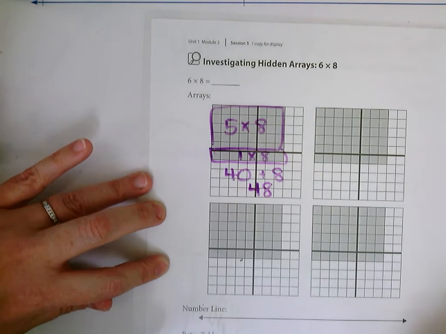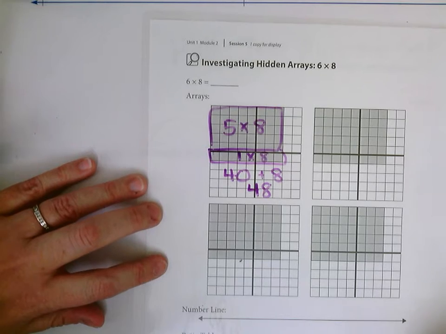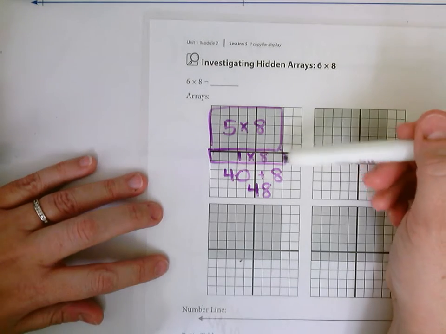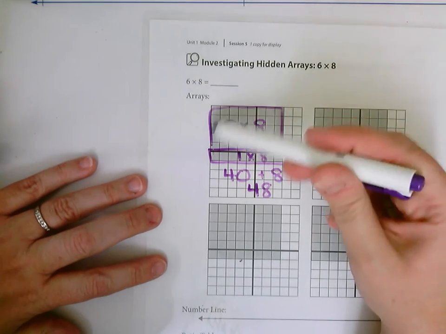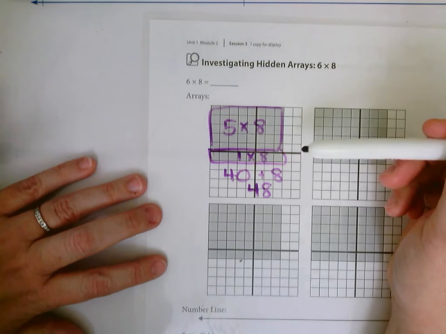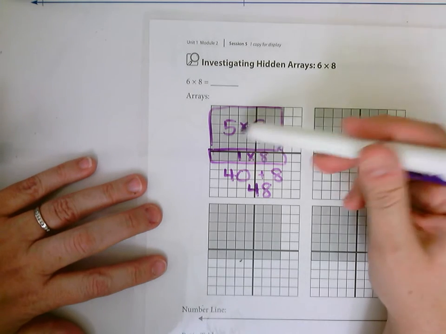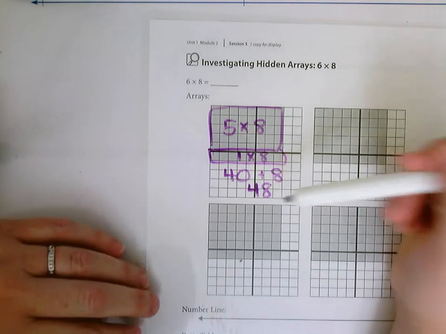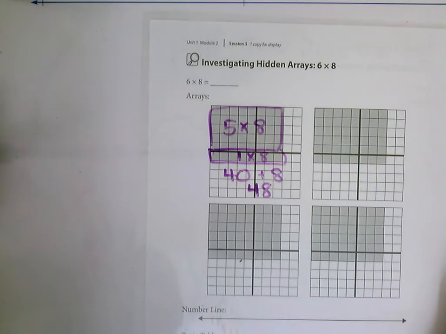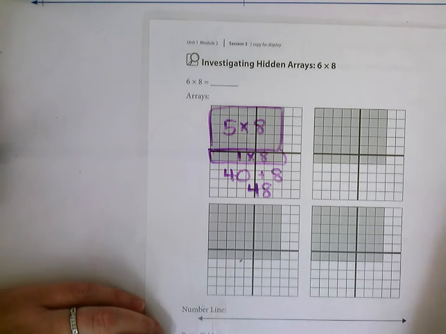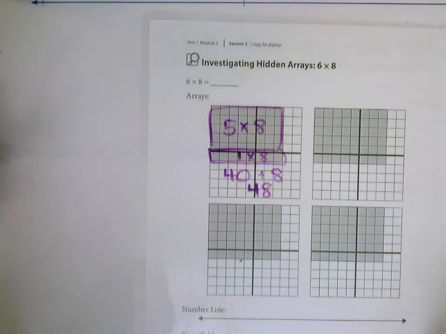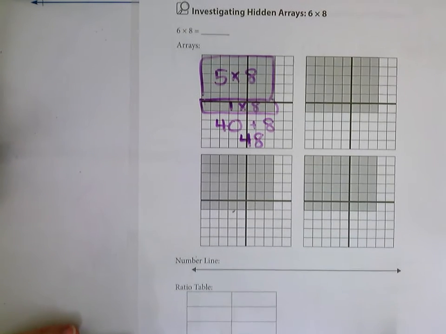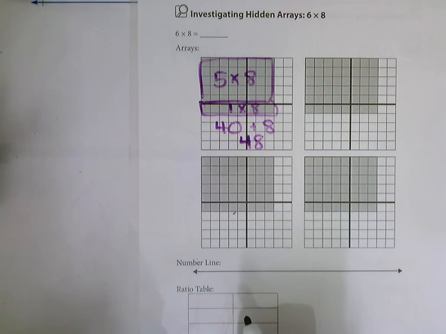So that's one way to do it. Half 10 plus 1 set is really 5 plus 1. So I should know my 5 times tables pretty well. 5 times 8 is 40, and then one more group of 8 would be 48. What are some other ways you can break up 6 times 8? When you do this page, I want you to show how you would break this up.